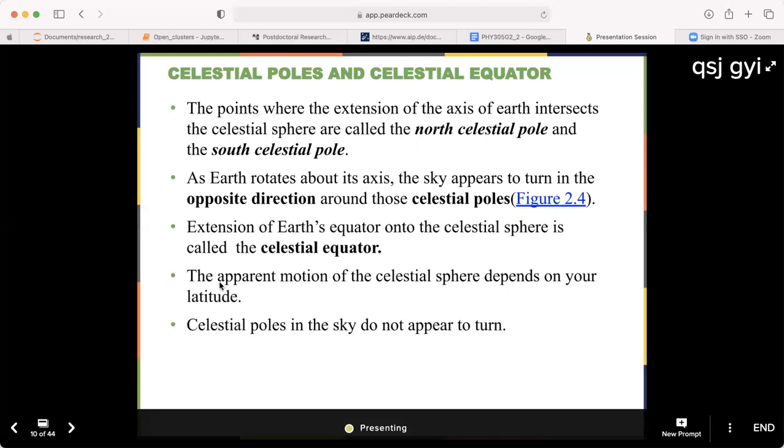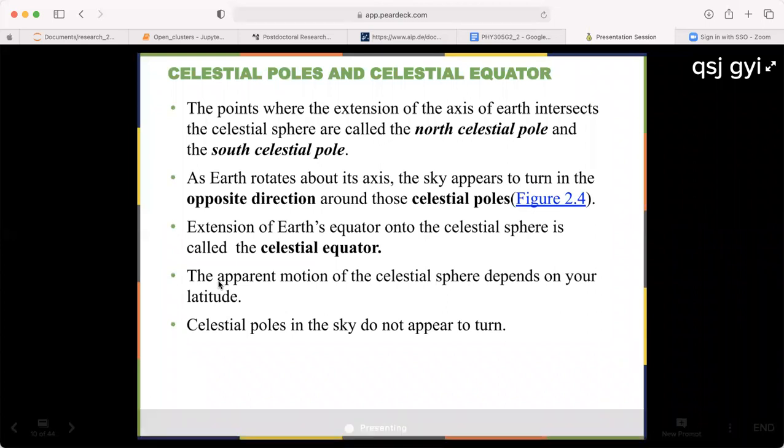And you can see one important point here: the apparent motion of the celestial sphere depends on your latitude. Which means how the motion looks on the celestial sphere will depend on where you are on the Earth, right? For example, we are at around 5 degrees latitude north. And if you take a country like, let's say, USA, they are around 40 degrees latitude above the equator, which means they are a little bit higher.